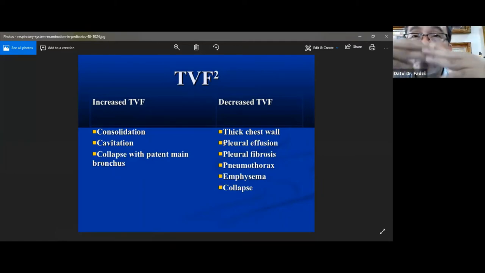Vocal fremitus also needs the children to cooperate. Sometimes when you ask them to say 99, they will laugh at you. They think it's a game. So you must know how to handle it. If they are big children or adolescents, probably they will allow you to examine. In a toddler, probably they won't allow it. They will not obey your command. So you have to adjust accordingly.